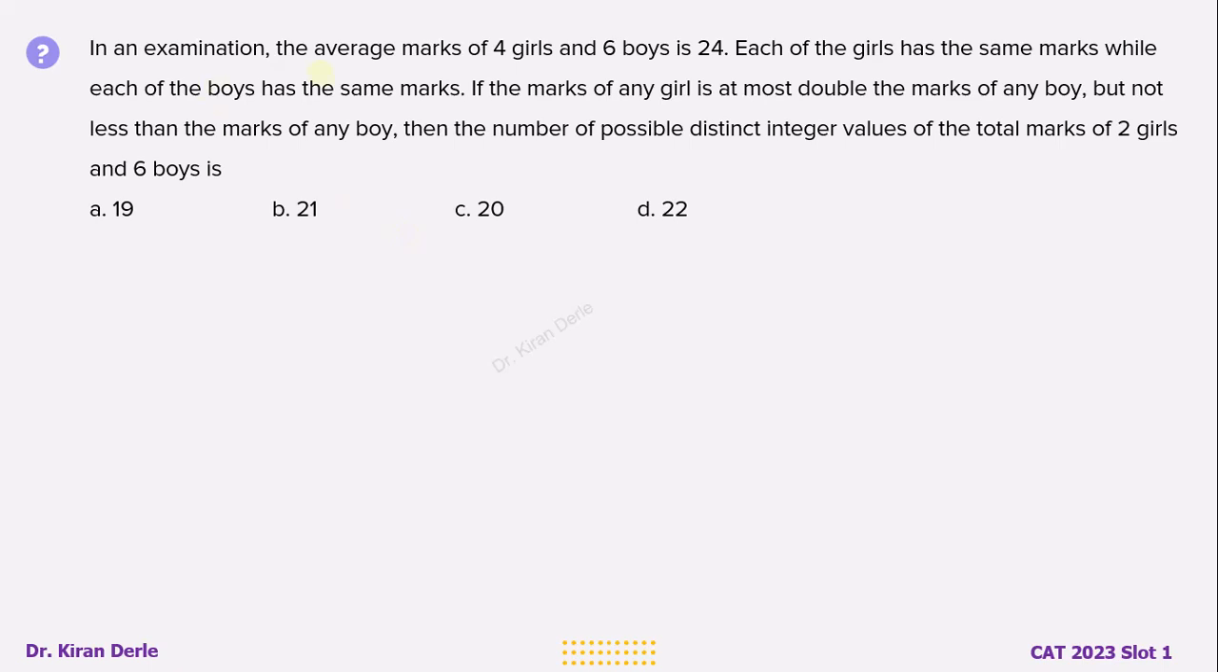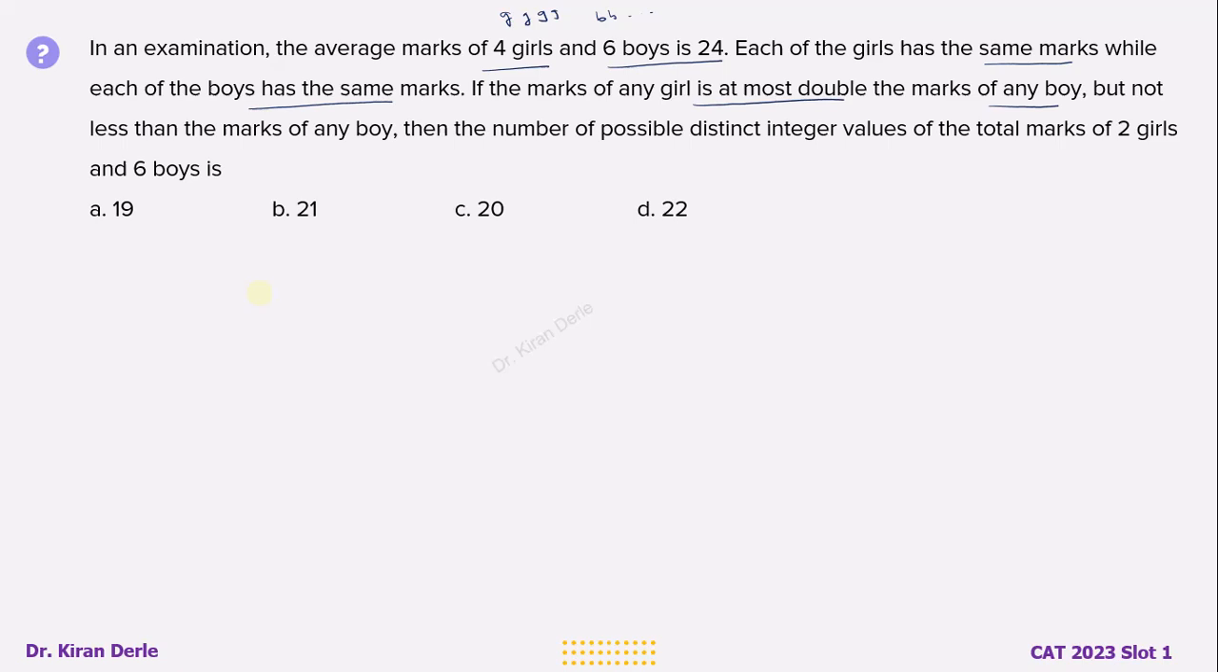In an examination, the average marks of 4 girls and 6 boys is 24. Each of the girls has the same marks, while each of the boys has the same marks. So each of the girls has G, all 4 girls have these marks, and all boys have the same marks. If the marks of any girl is at most double the marks of any boy.